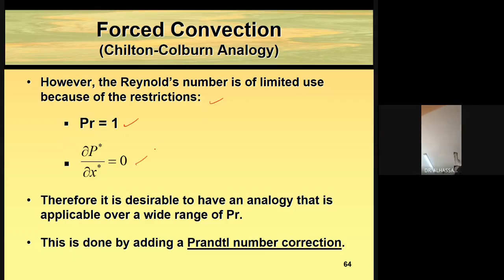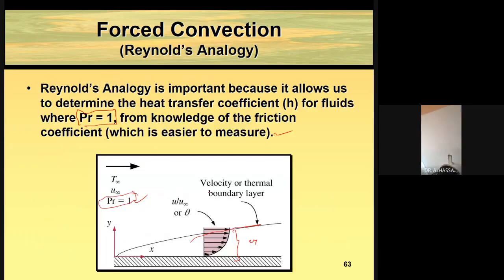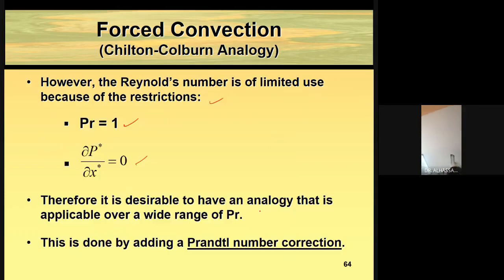There is no pressure gradient, dP over dx equals 0, so the pressure does not change. It means that within this boundary layer, the pressure is assumed to be constant along the x direction. Pressure gradient equals 0. Therefore, it is desirable to have an analogy that is applicable over a wide range of Prandtl number. So this is done by adding a Prandtl number correction factor.